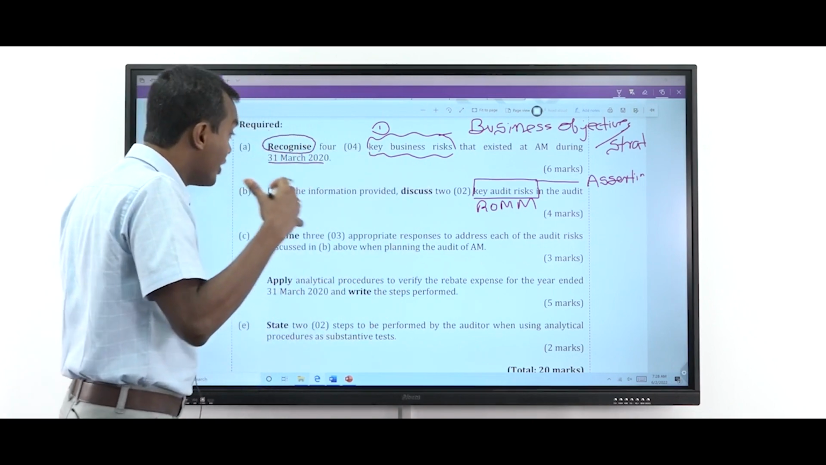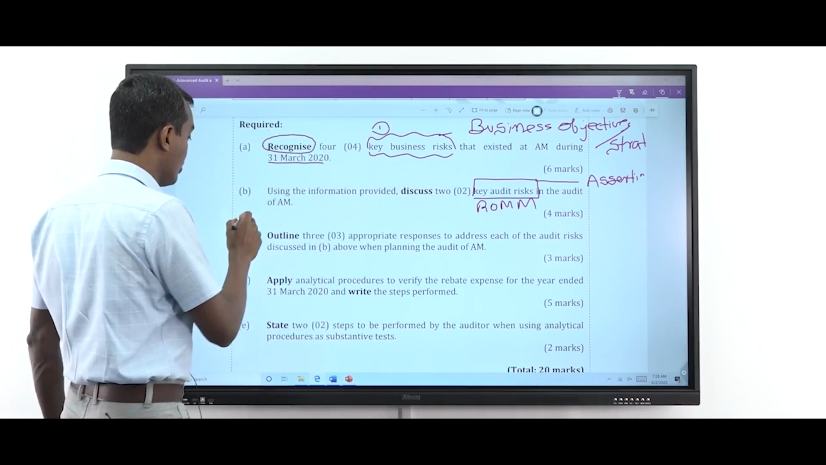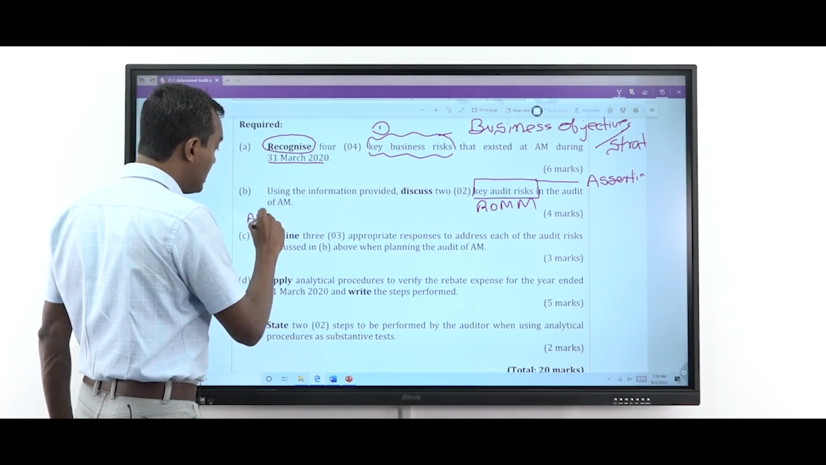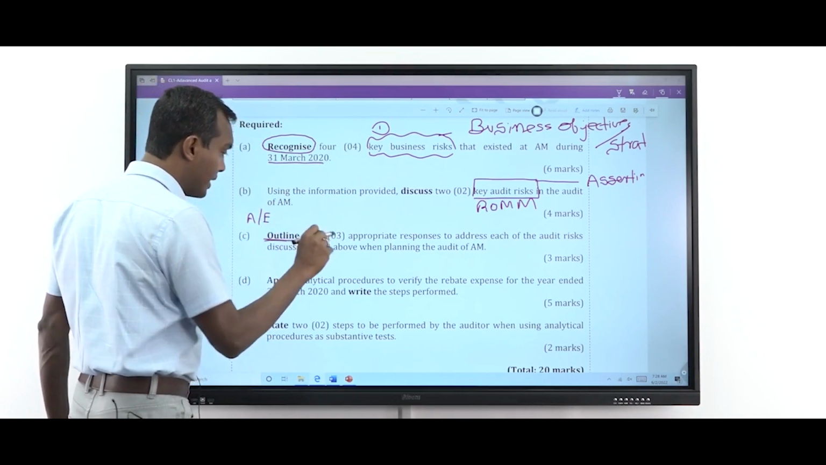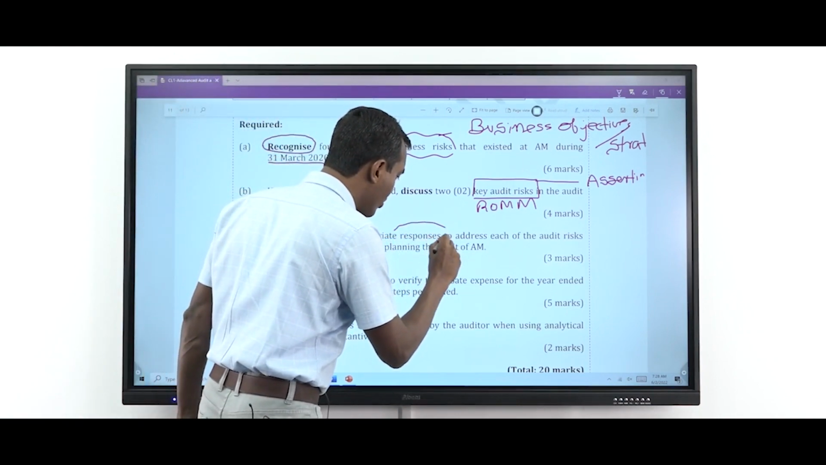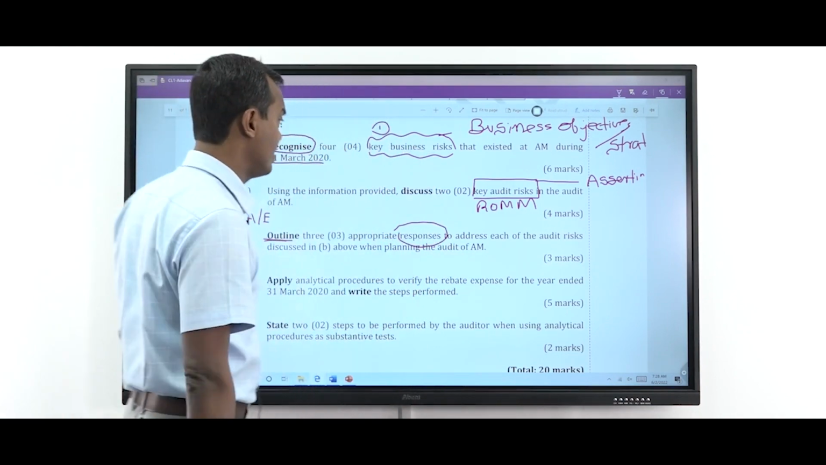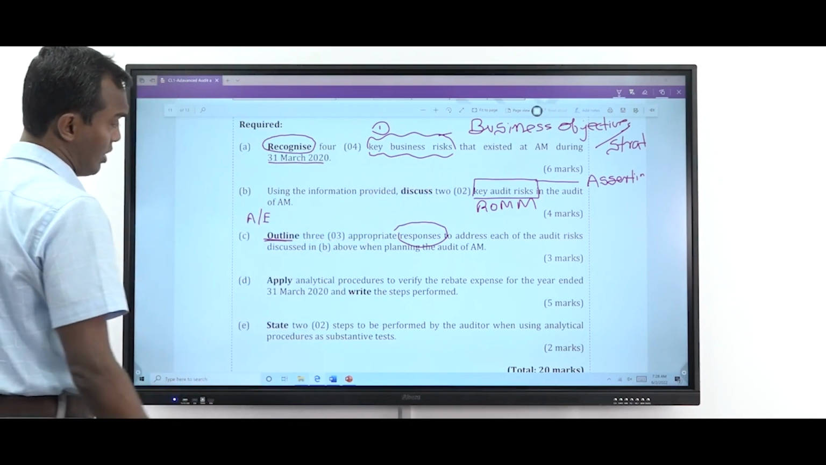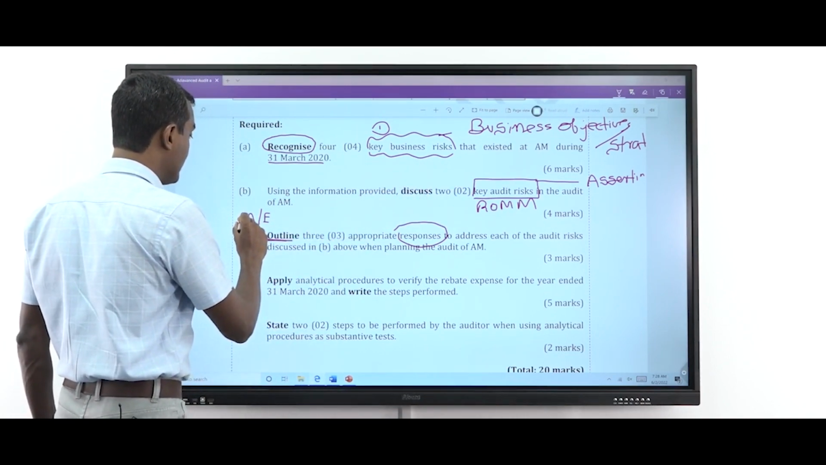For that purpose, we have to audit the number, and that relates to audit evidence. See here, normally the word outline means like a summarization. Outline 3 responses. So meaning what, how audit is going to audit that risk. Each of the audit risks discussed above. So this relates to audit evidence.